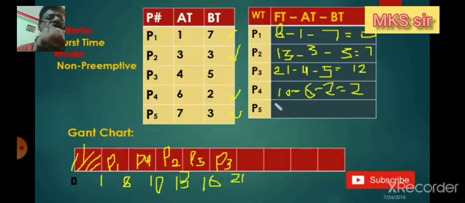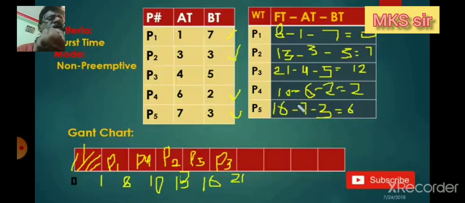The last one is P5. The P5 finishing time is 16, the arrival time from the table is 7, minus the burst time, which for P5 from the table is 3. So 16 minus 7 minus 3, that is 6.